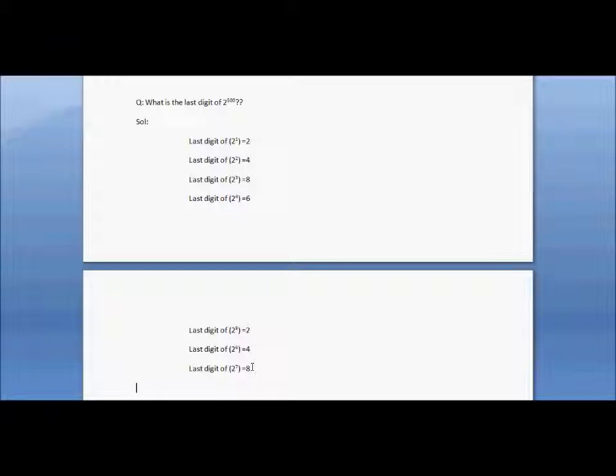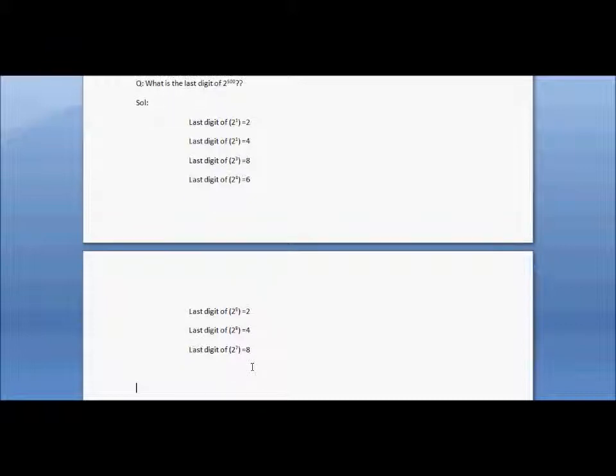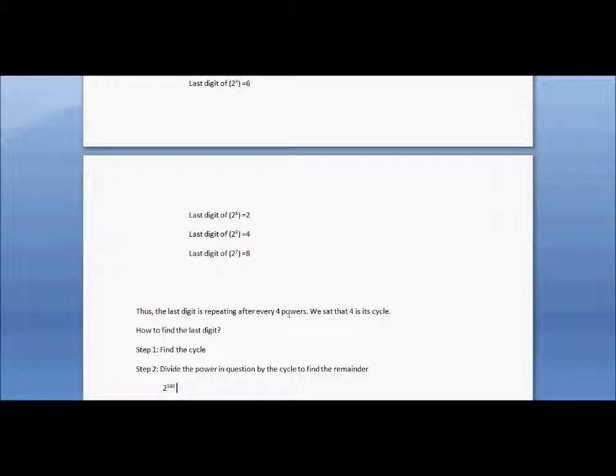So what we see is that after every fourth power, the last digits are repeating. So after every fourth power, we say that 4 is the cyclicity, or 4 is the cycle of this 2, right? So after every fourth power, the last digit would repeat.